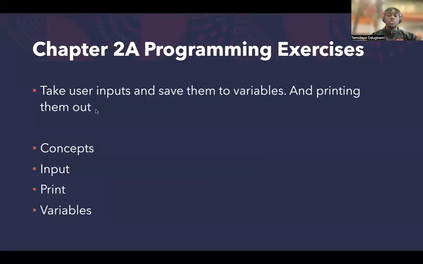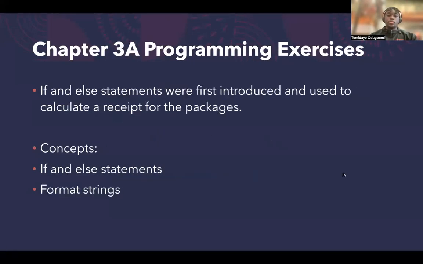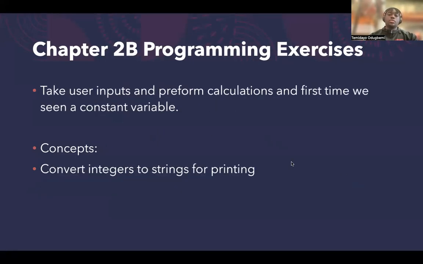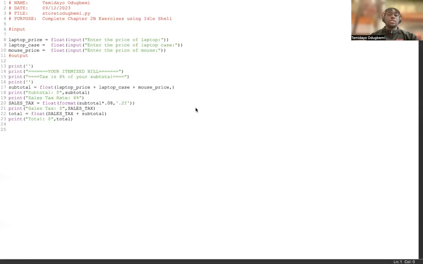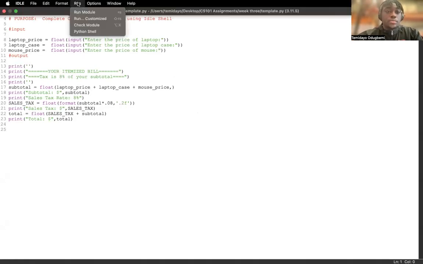Actually, I'm sorry, 2A had two parts to it. So that was the second part. This is 2B, which we already talked about. This would be 2B's exercise right now. We're able to put in the price. We put in an integer and convert it, doing simple calculations to make a bill.